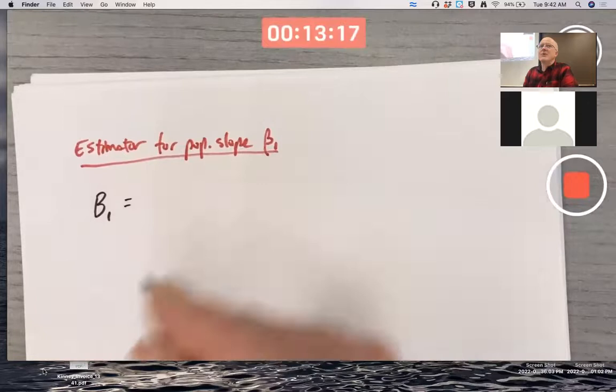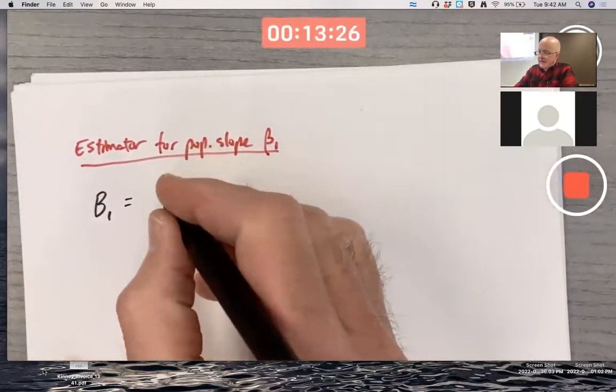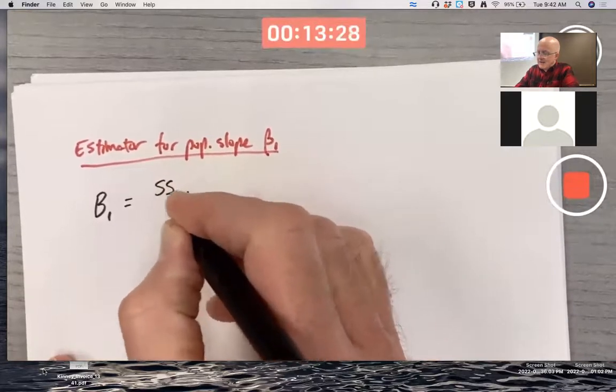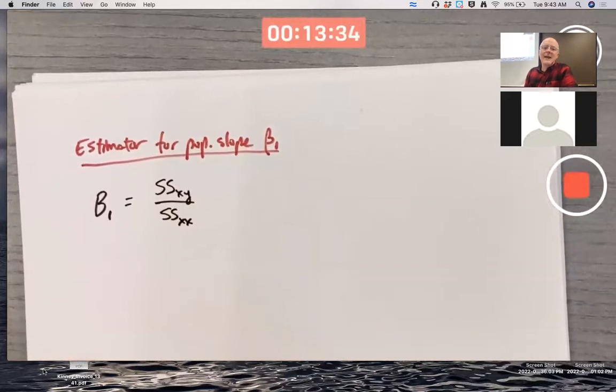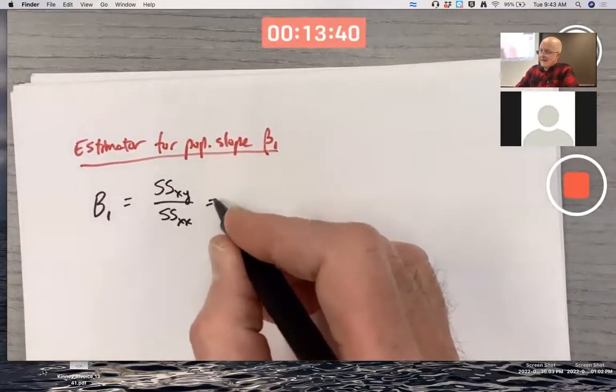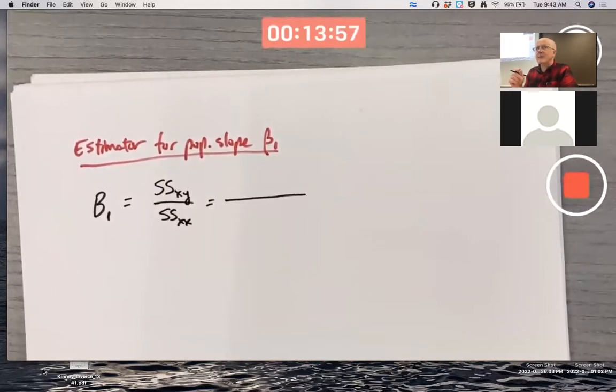And it's worthwhile to remind you how I write these things at first. In its simplest form, capital B1 is SSXY over SSXX, where SS stands for sum of squares. The textbook only uses a single S. I've said this before. I like using SS's, probably on exams. If I write any exam questions, I will probably use SS.